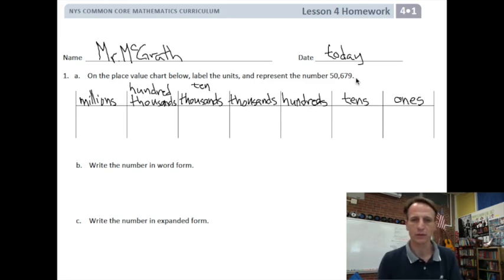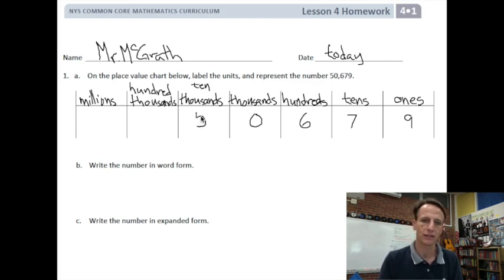Okay, so then we're going to place our digits. We'll start over here with the 9. Obviously goes in the ones place. 7 is in the tens place. The 6, and the hundreds. We have a 0 in the thousands place, and then that's right, a 5 in the 10,000s place. And although we took all of our painstaking time to label them, we just don't need the millions or 100,000s. Okay, so we've finished part A.